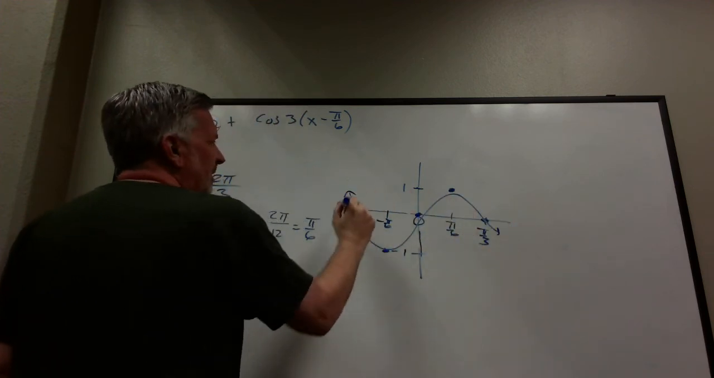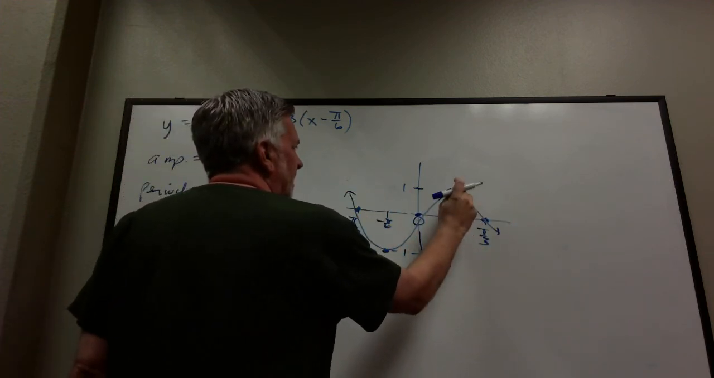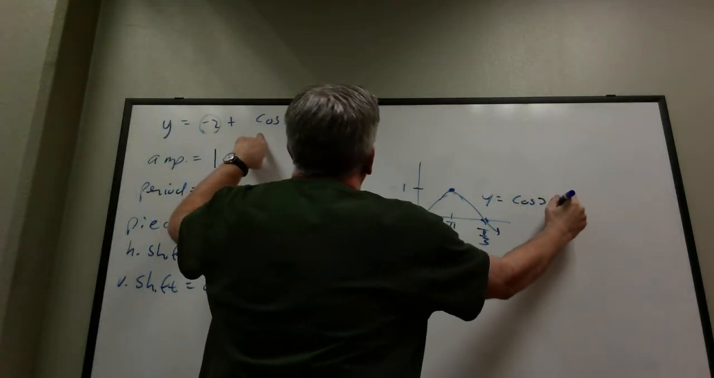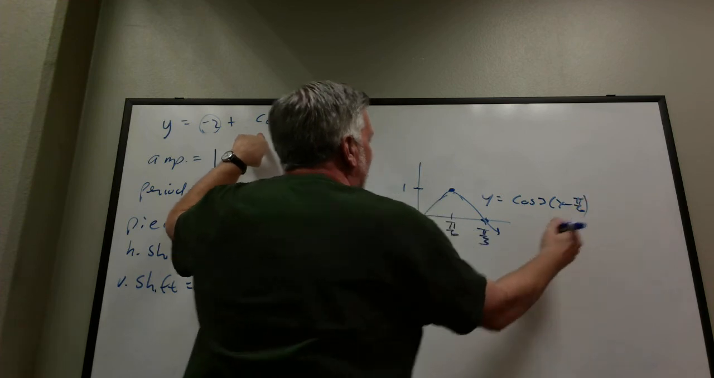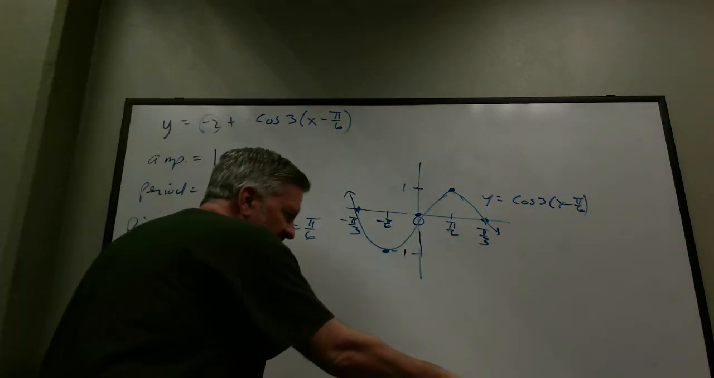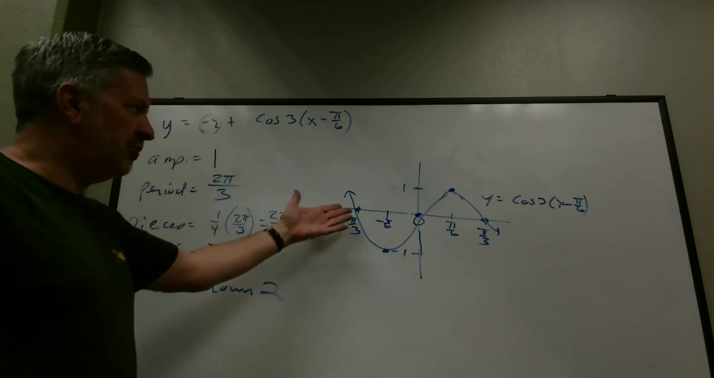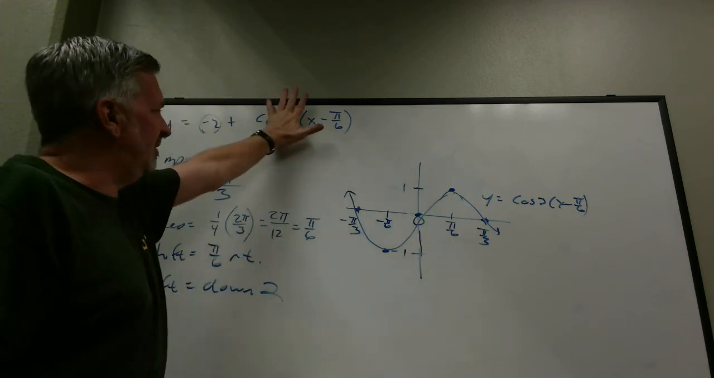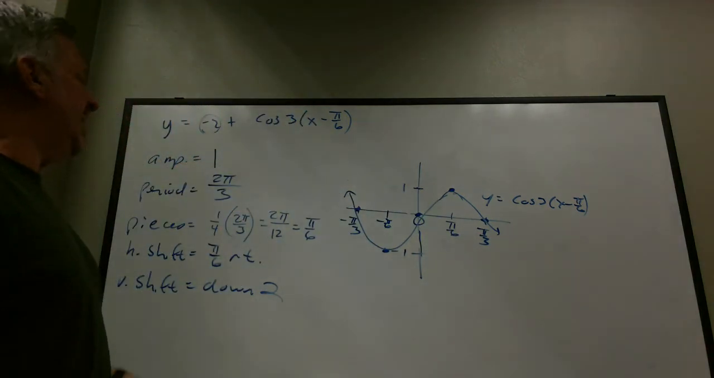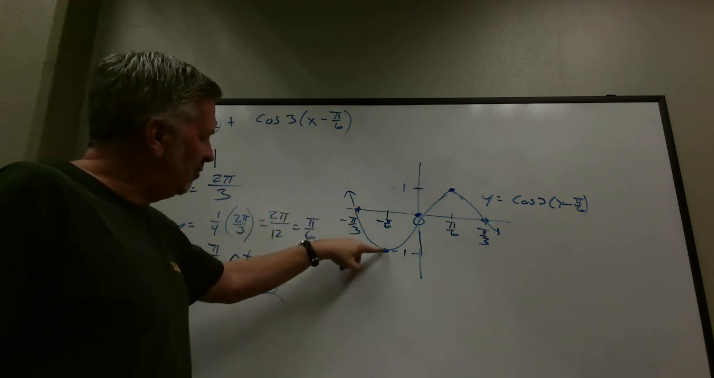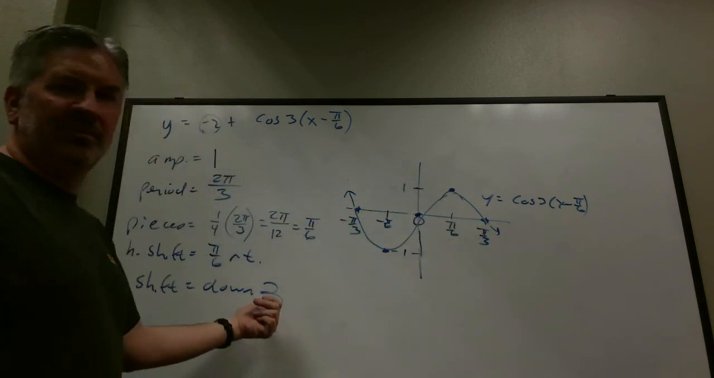Okay, now what is this graph? This is the graph of y is cosine of 3 times x minus pi over 6. I've done everything but the vertical shift. Okay, so I'm going to pick a different color here. And if you do two graphs like this, you should label the one that you know, that this graph is this without the vertical shift. Now, the vertical shift is very easy once you have this rough sketch to go on. Just take all your important points and move them down 2.